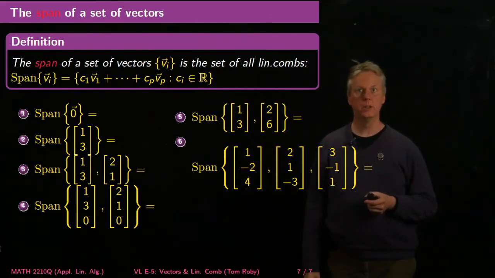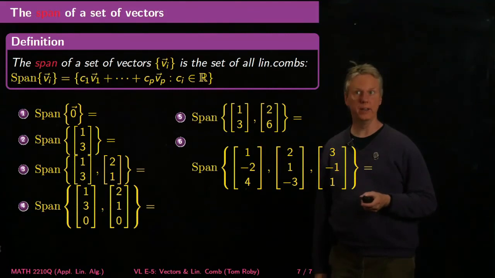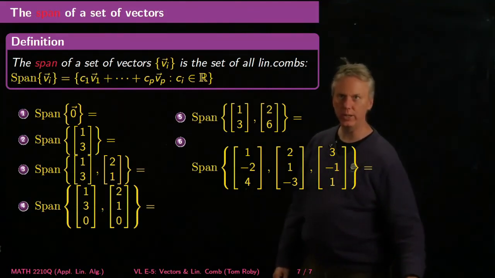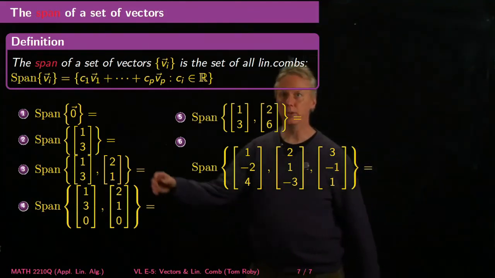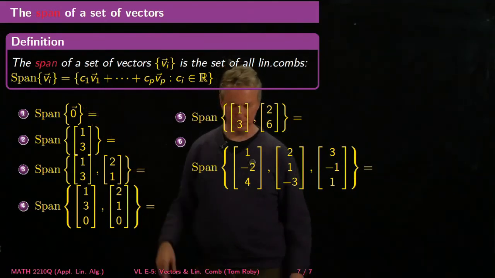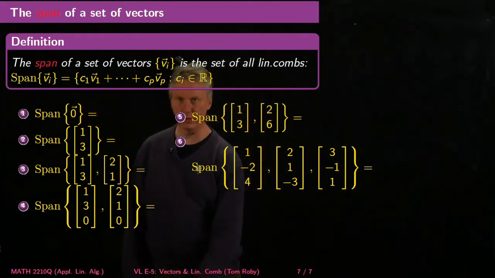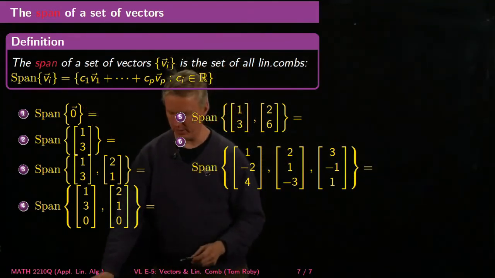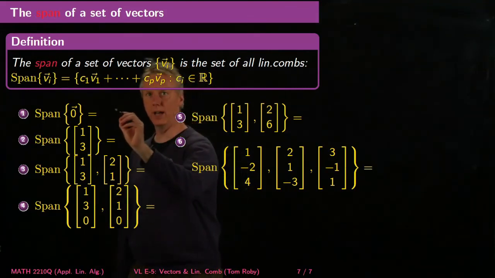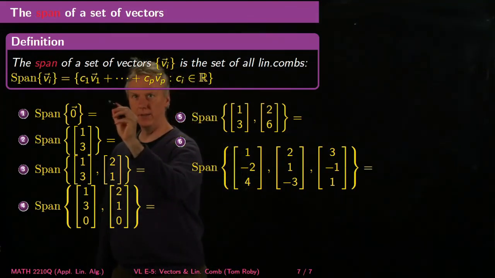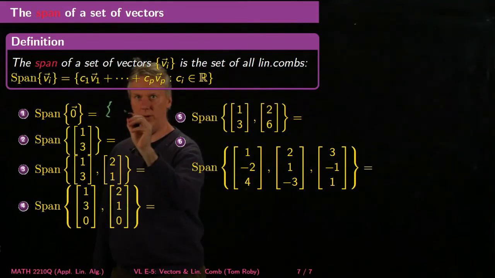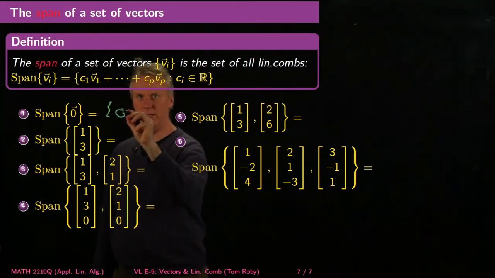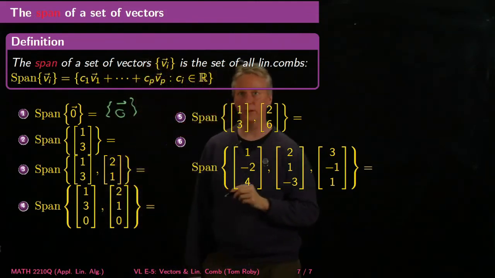Let's take a look at some simple examples. The span of the 0 vector is always just the 0 vector itself, so there's not much you can do with that. The span of a set of vectors will always be a set of vectors, so that's just the 0 vector.